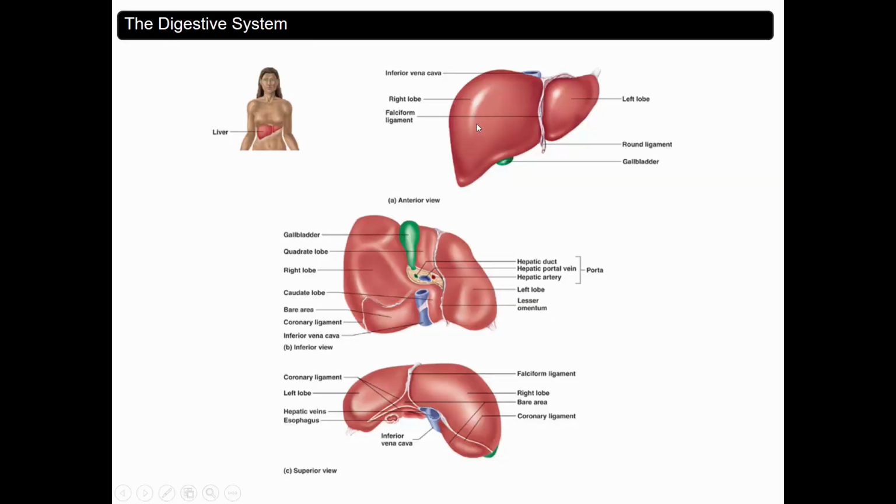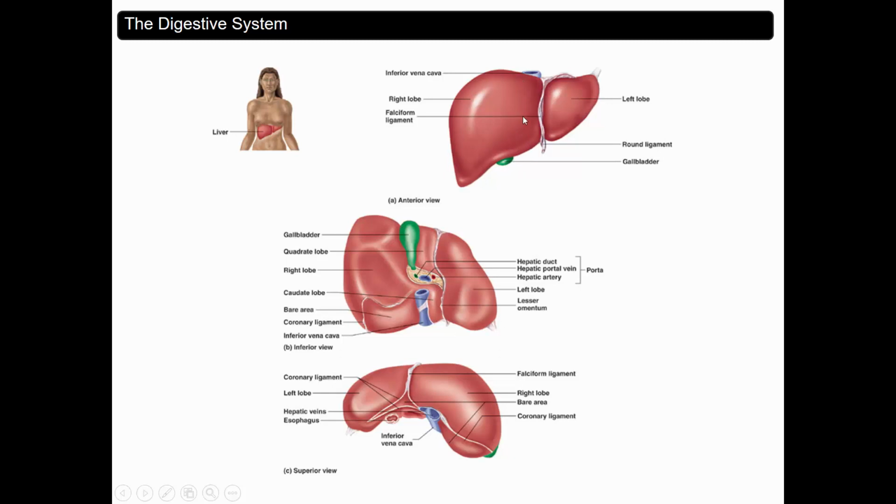So this picture, what we're looking at is the liver from the front. The right lobe is huge. You can see the gallbladder sticking out right underneath of it, and a lot of our gallbladders are actually green. There's a couple in lab that aren't stained green, but most are. They're filled with bile, a green substance.